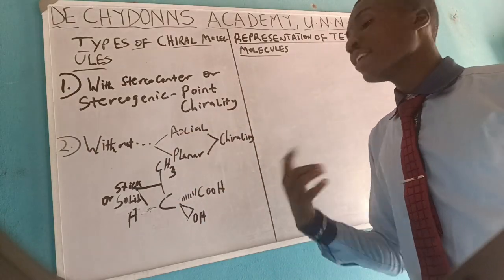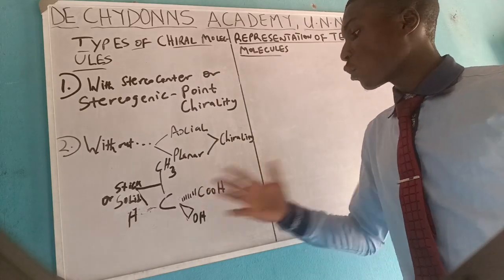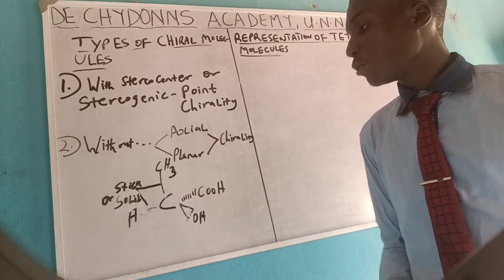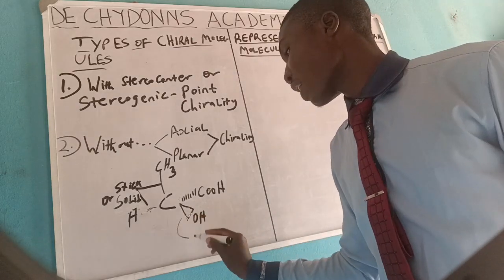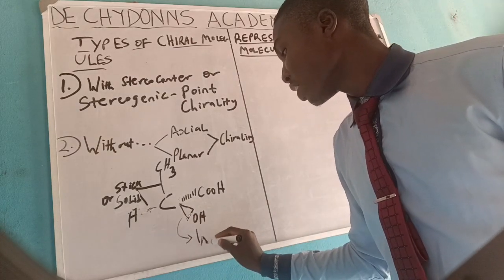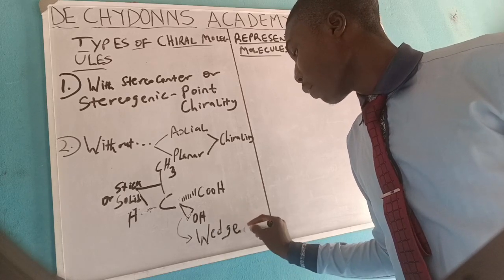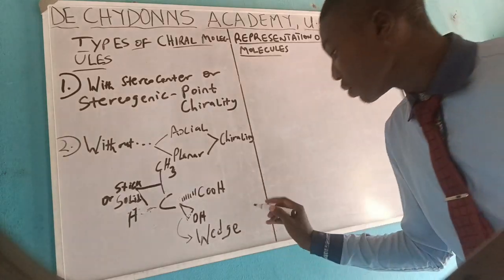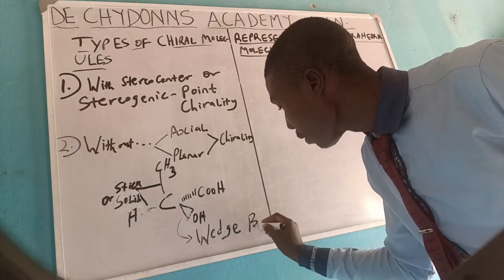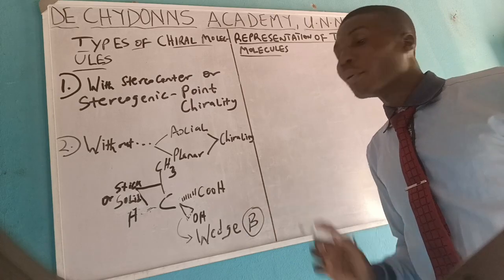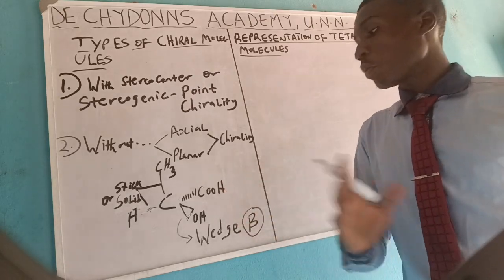So the bond that is usually used to represent the bond that is coming out of the plane is this particular bond, and so far so good, you must have known what the name is. This is referred to as the wedge bond. Another name for wedge bond is beta bond. Now it represents the bond that is coming out of the plane.